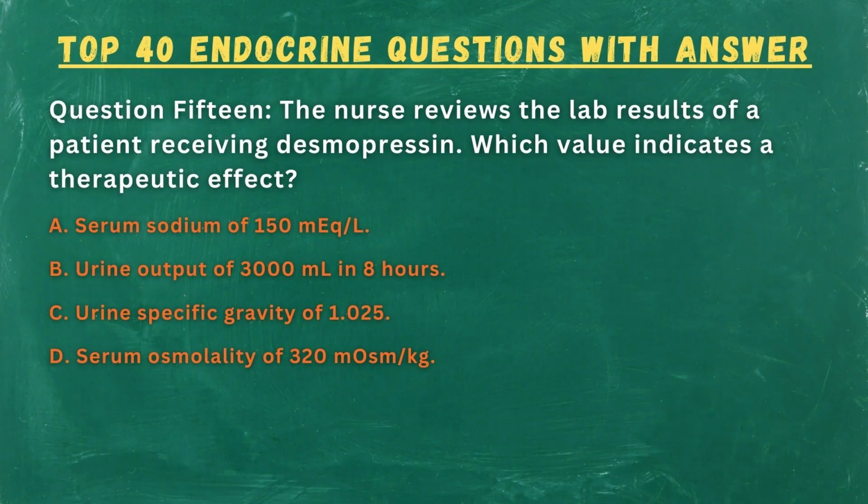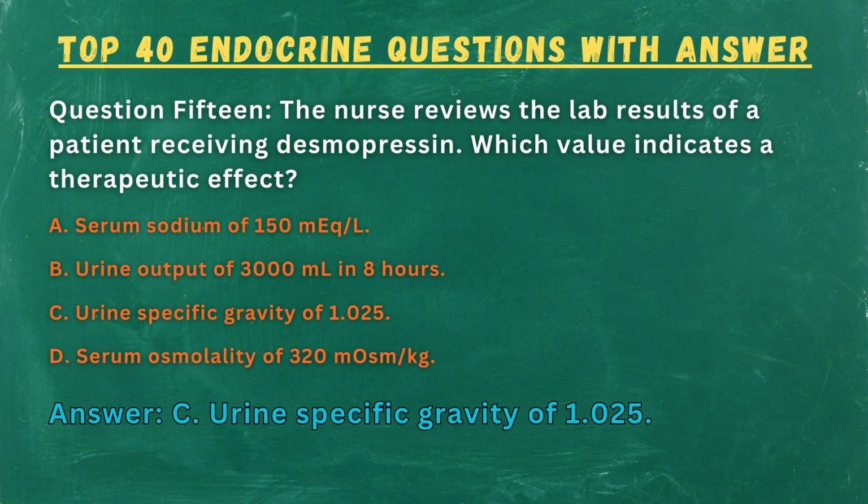Question 15. The nurse reviews the lab results of a patient receiving desmopressin. Which value indicates a therapeutic effect? A. Serum sodium of 150 milliequivalents per liter. B. Urine output of 3,000 milliliters in 8 hours. C. Urine specific gravity of 1.025. D. Serum osmolality of 320 mosm/kg. Answer: C. Urine specific gravity of 1.025.